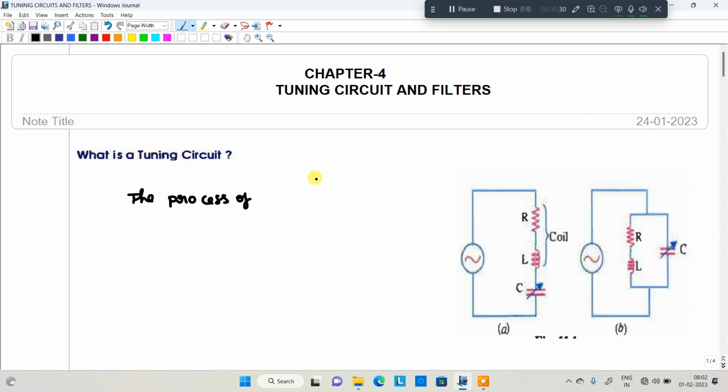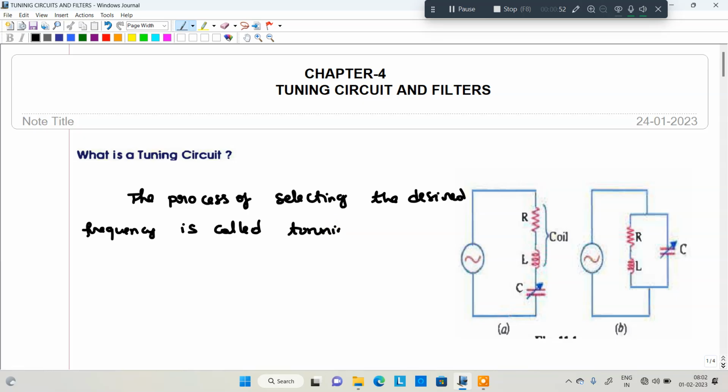The process of selecting the desired frequency is called tuning. Okay, so how will this happen, how do we select the frequency? We'll discuss that in this particular chapter.